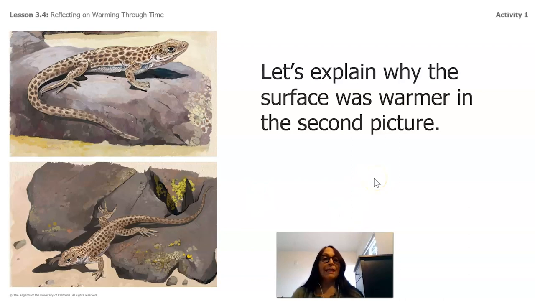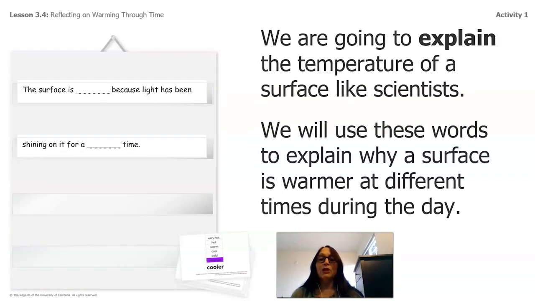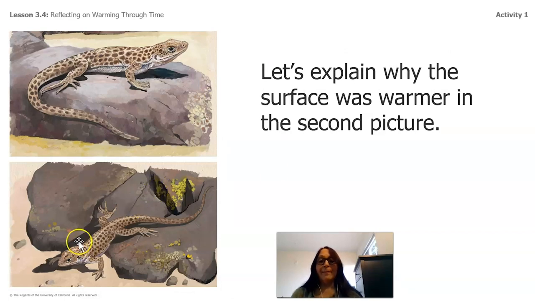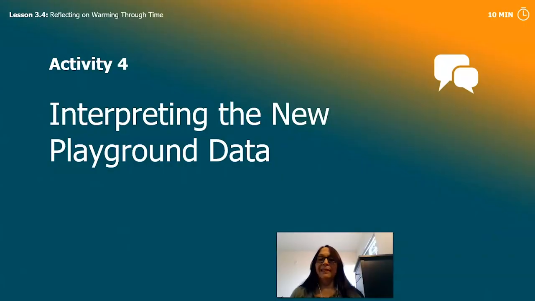Okay. So here it tells us what we did. So let's explain why the surface was warmer in the second picture. Again, in the other one, we said it was shorter time. So in the second picture, we will say the surface is warmer because light has been shining on it for a longer time. And that's why the lizard ran away, because it's too hot. It doesn't want to be there when it's so hot. Lizards don't like things when they're too hot.